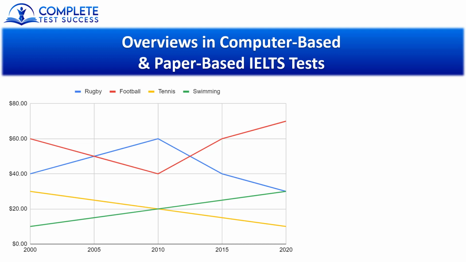So if we take this graph as an example, you can see that we have the years 2000, 2005, 2010, 2015, 2020. So that is obviously more than one point in time. So we're going to see which categories increased and which categories decreased.